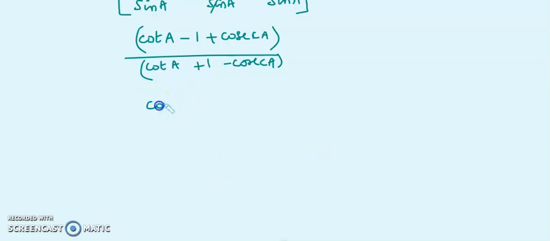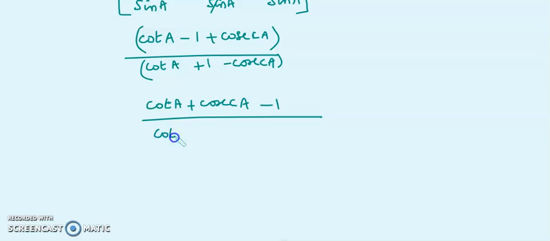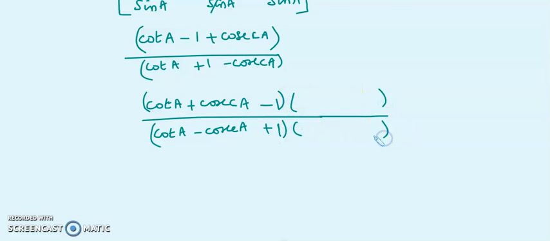So we'll do cot A plus cosec A minus 1 divided by cot A minus cosec A plus 1. Now we are going to multiply both the denominator and the numerator by a term. What is that? That is going to be cot A minus cosec A is the term that we are going to multiply in the numerator and the denominator. Okay.